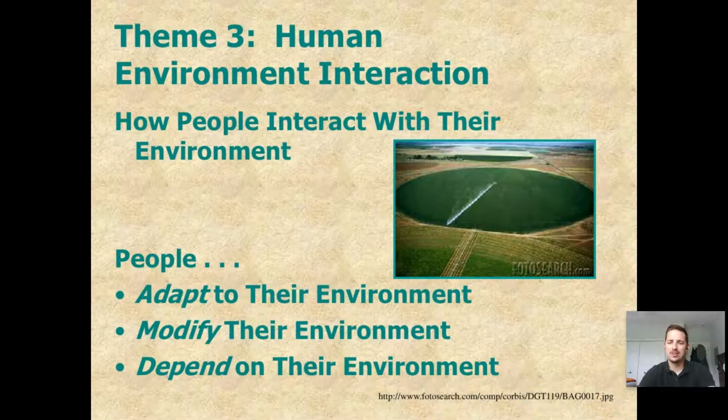And then we depend on our environment, right? Our environment feeds us. Our environment gives us a place to live and call home. So we need our environments to live happy, healthy, successful lives.